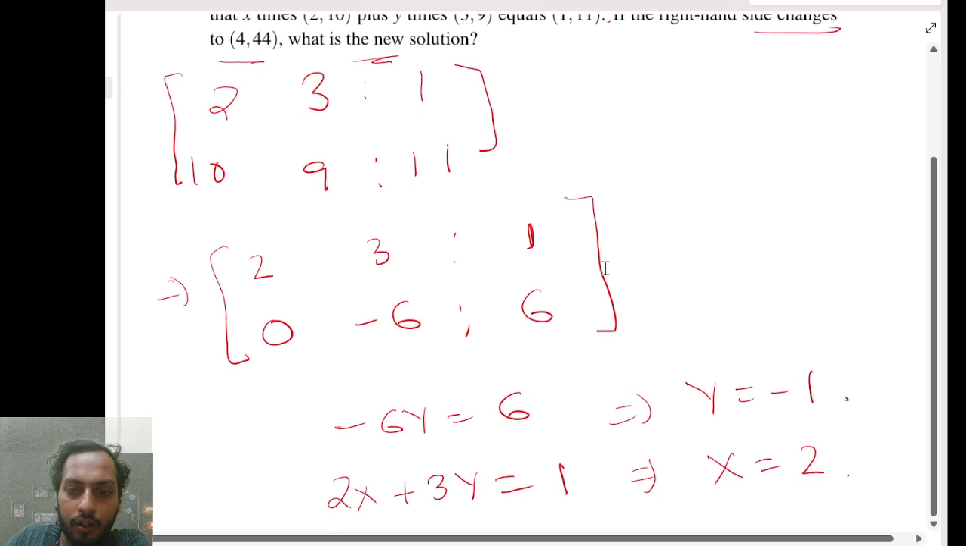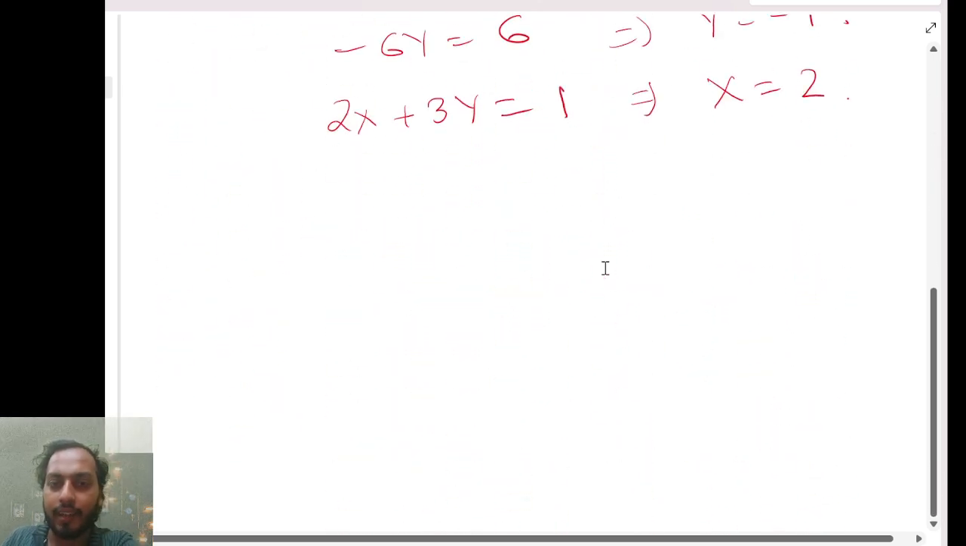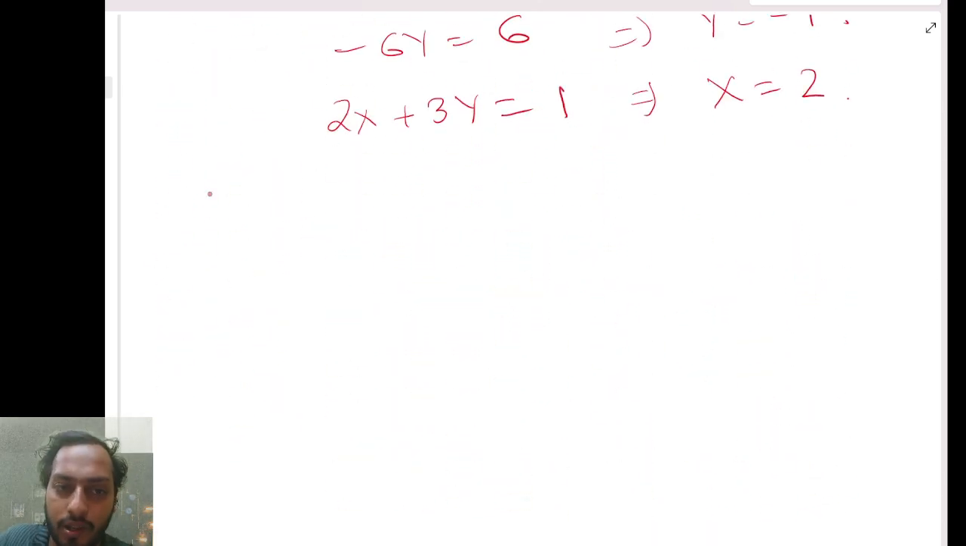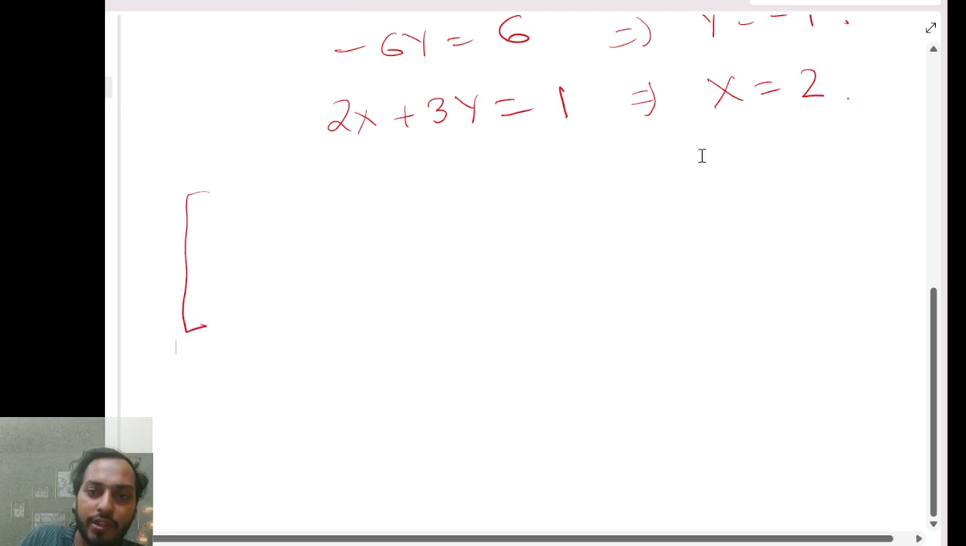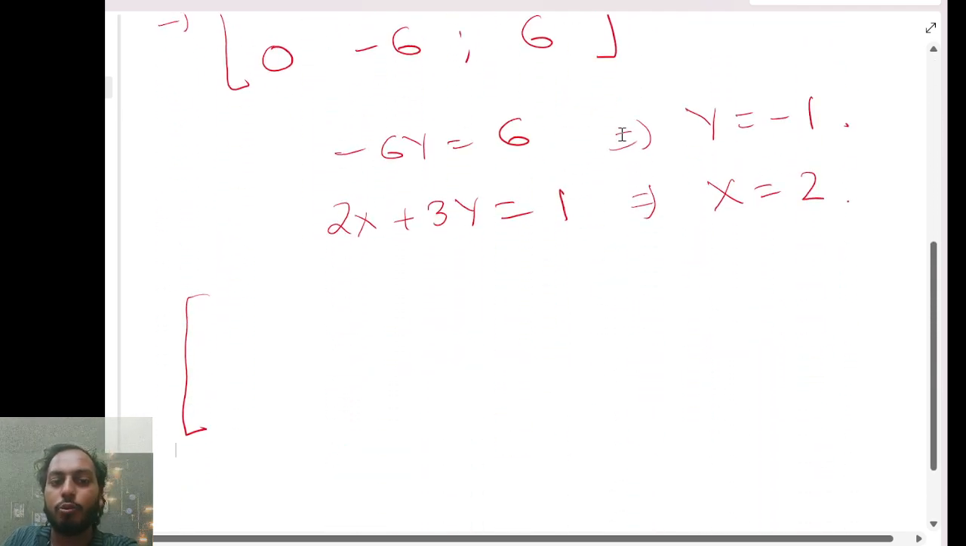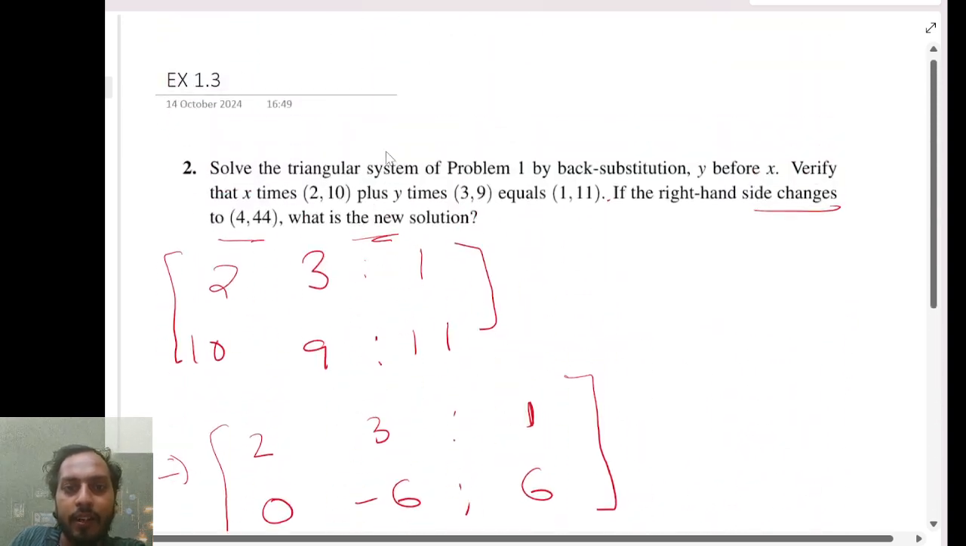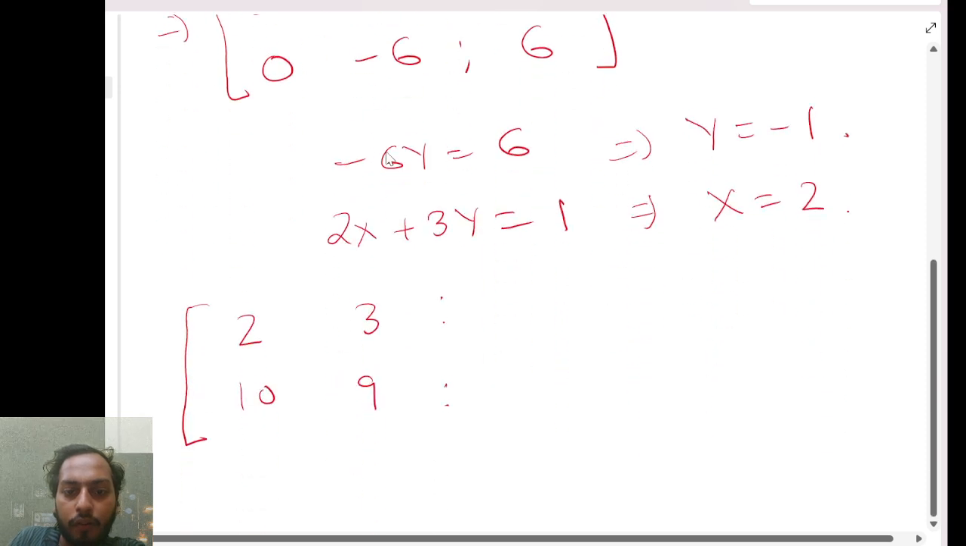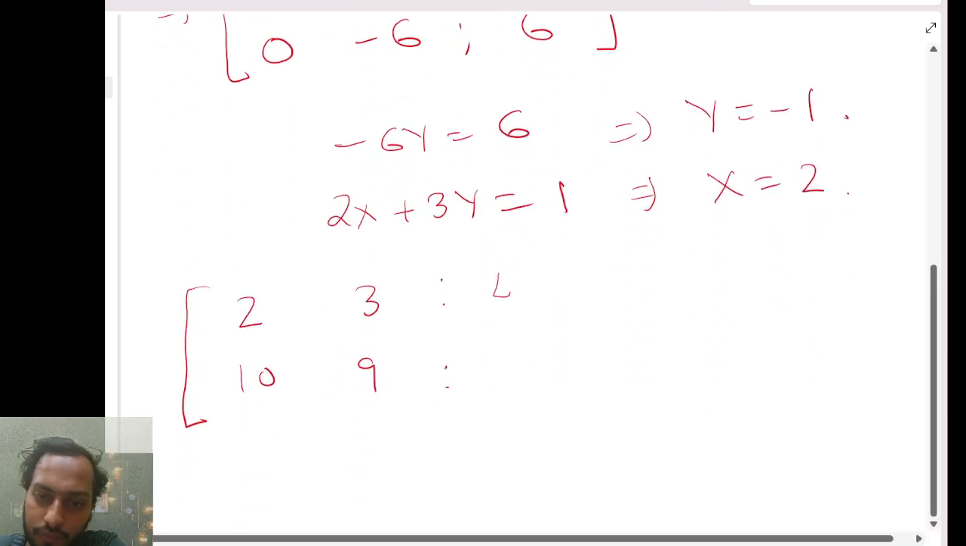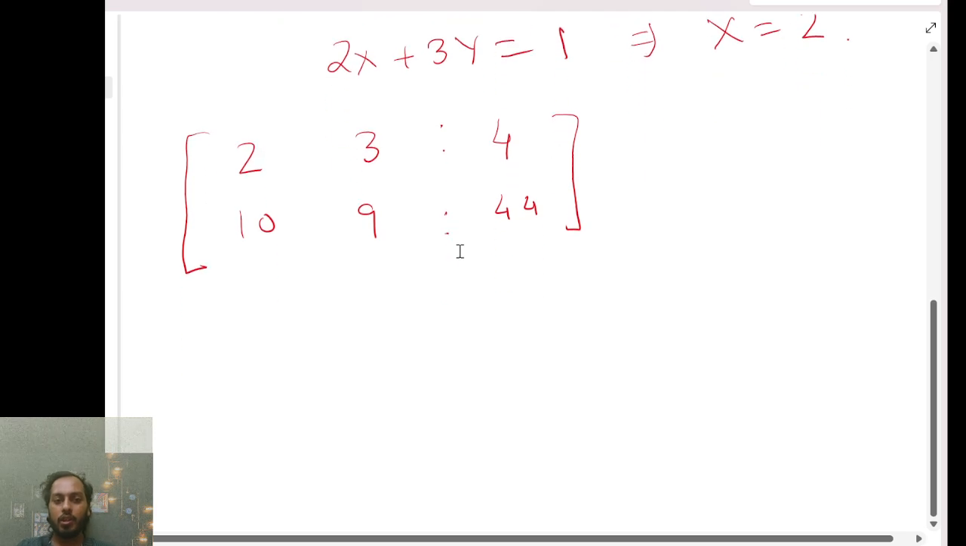That's the question. If they change the right hand side, my augmented matrix will change. They are not changing the coefficients. The coefficients are still the same, 2, 3 and 10, 9. But they are changing the right hand side. And what's the new right hand side? The new right hand side is 4 and 44. They're asking what would be the new solution, which I think is again much easier.